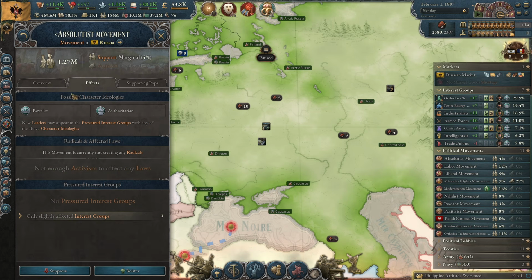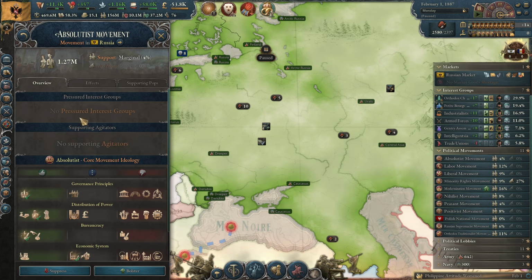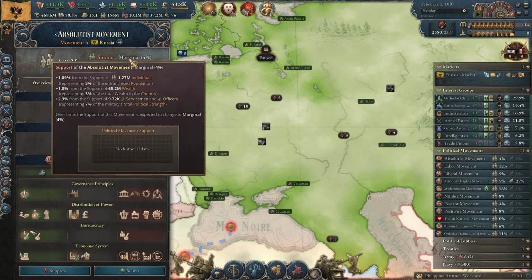They can cause different ideologies to appear if they are pressuring an interest group. The more pressure they're applying, the more likely these ideologies can appear. There is also support and activism.